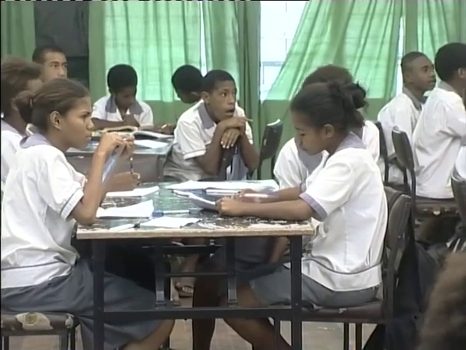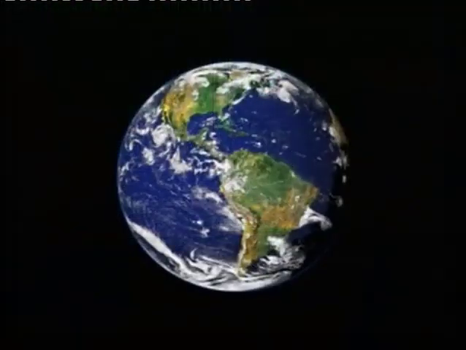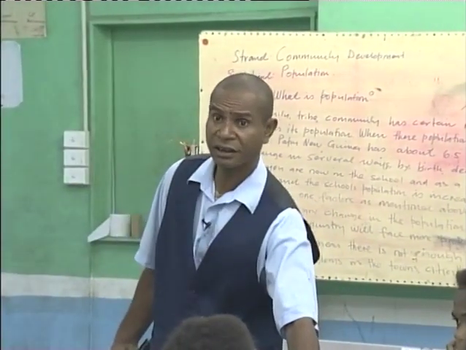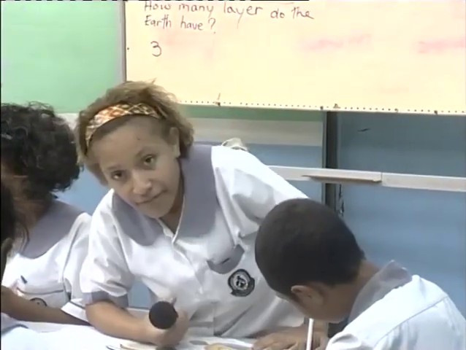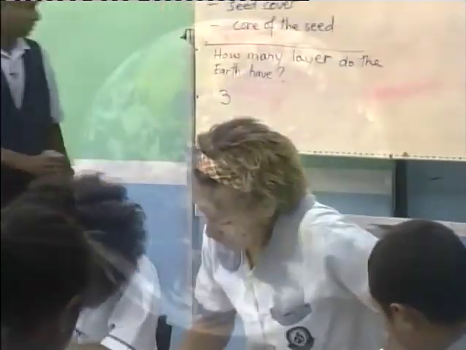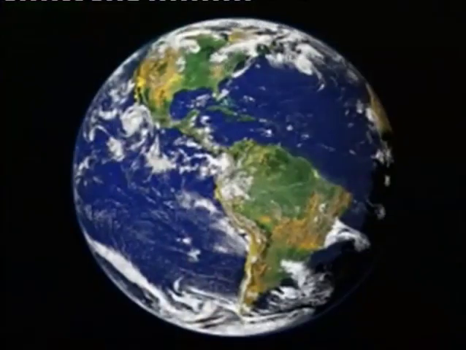How many layers do you think the earth has? Newman? 3. Newman says 3. Okay, good, Newman. Thank you. We'll have Vanessa. 4. Okay, Vanessa says 4. There are 4 layers. The earth has 4 layers. Any others?